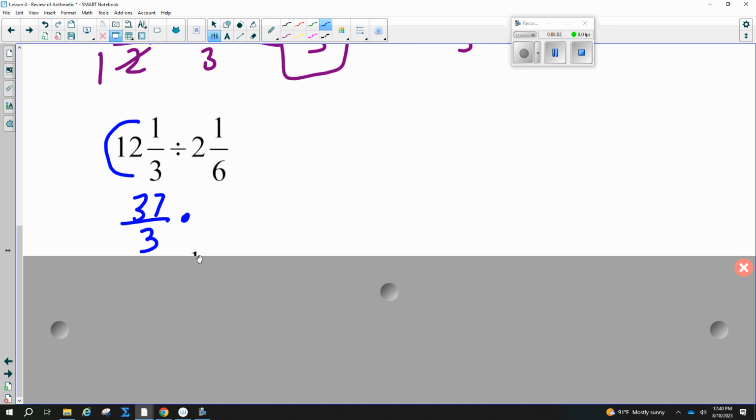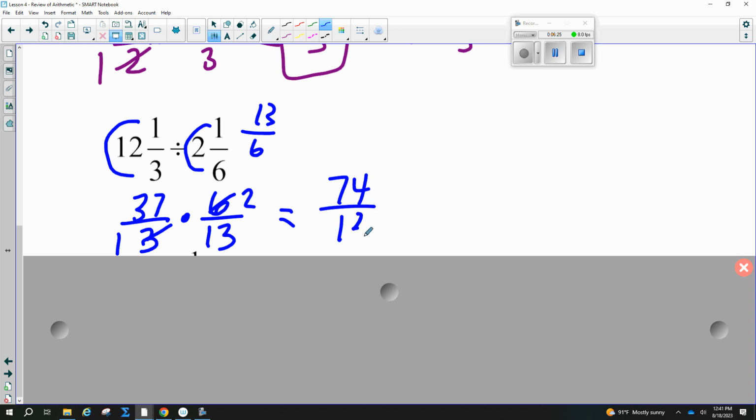All right, Claire, what do I get when I make this one improper? 13 sixths, and then I'm going to go ahead and flip it, okay, because it's divide. So copy dot flip. Okay, 3 goes into 3 once, 3 goes into 6 twice. Definitely recommend doing that. Multiply straight across. 37 times 2, 74. Is that right, you guys? Okay, great. 74 over 13, and I'm just going to leave it improper.